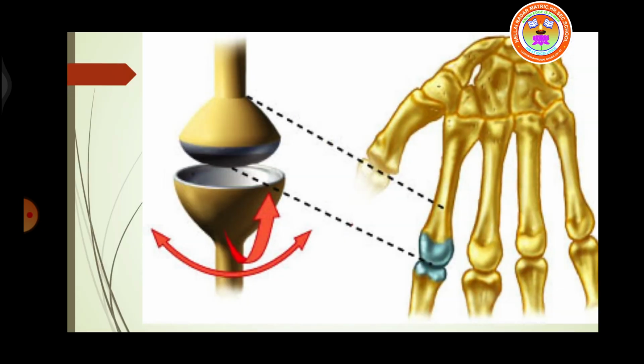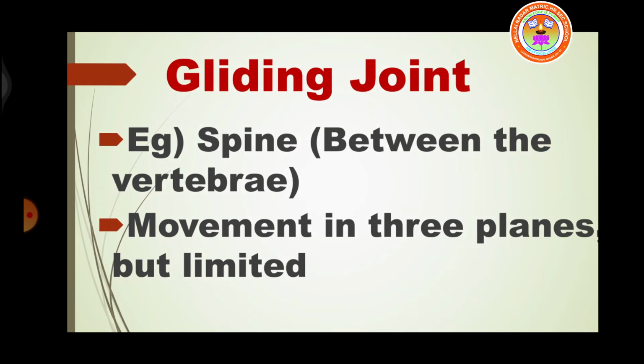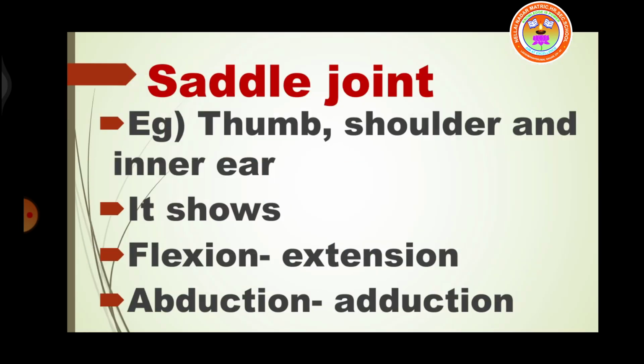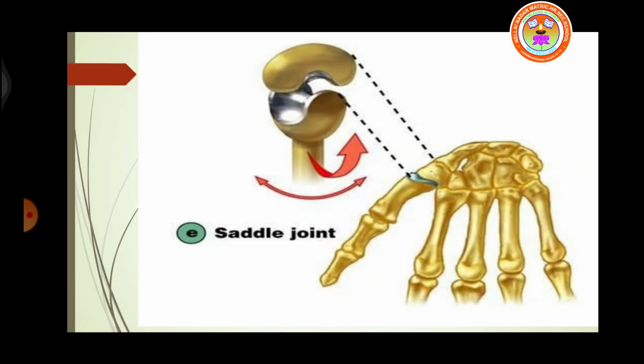The movement is restricted to 2 planes. The gliding joint is found in the spine, that is the vertebral column. The gliding joint allows movement in 3 planes. The next is the saddle joint. It is found in the thumb, shoulder, and inner ear.